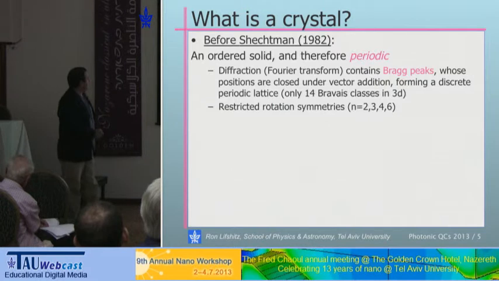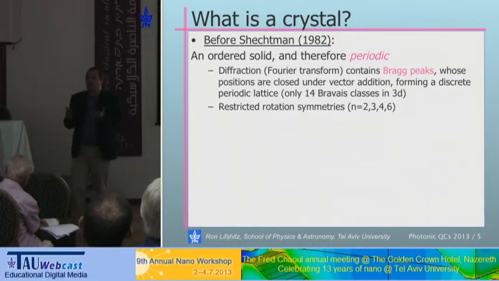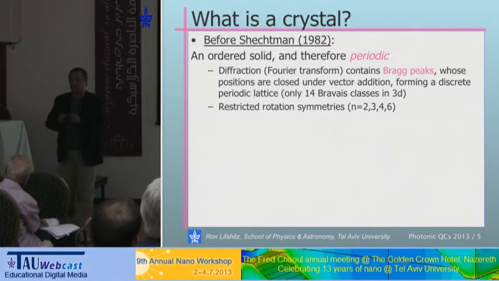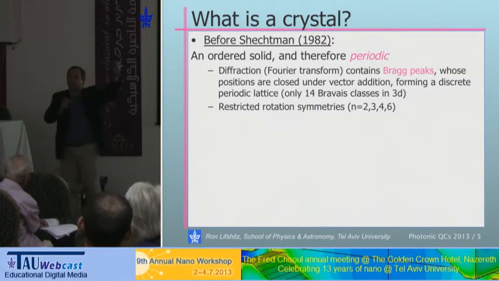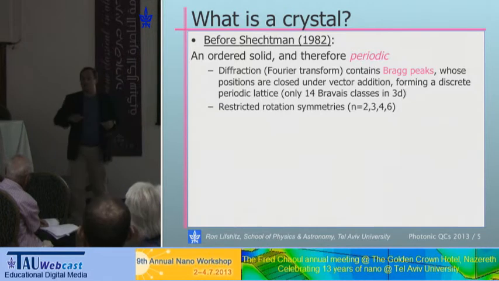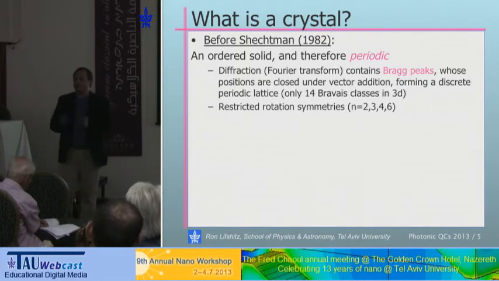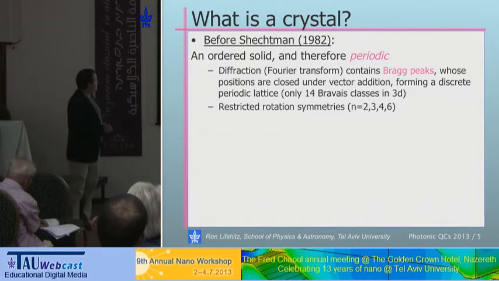And the positions of these peaks satisfy various geometric properties. If you connect arrows from the center of the diffraction diagram to the peaks, and if you add two of these arrows in what we call vector addition, you find another peak, a third peak. So these sets of Bragg peaks are closed under this kind of arrow addition, this vector addition.